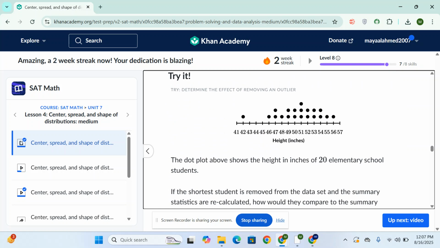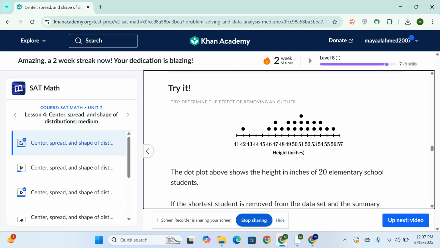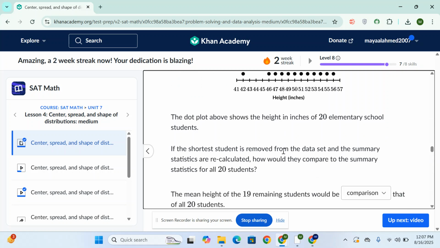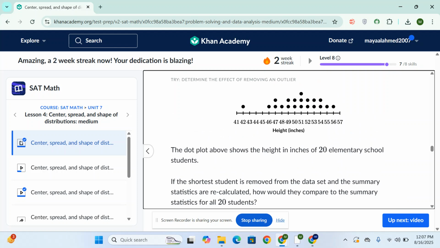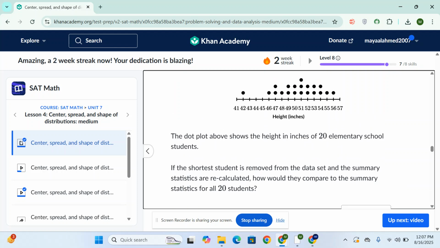Now this dot plot above shows the height in inches of 20 elementary school students. If you count the entire number of dots, 1, 2, 3, 4, 5, etc., the total is 20, and these represent the number of elementary school students. If the shortest student is removed from the dataset and the summary statistics are recalculated, who is the shortest student? We have 42 as the outlier. How would they compare to the summary statistics for all 20 students?